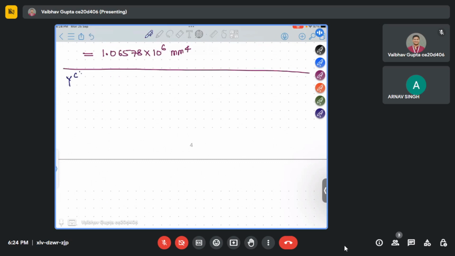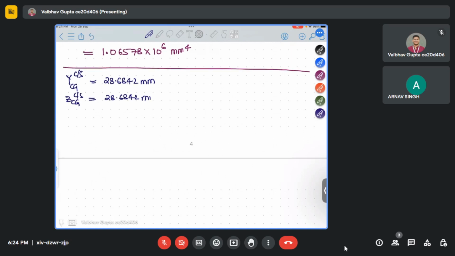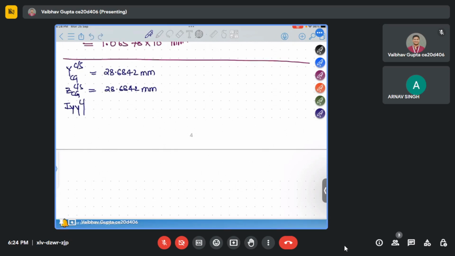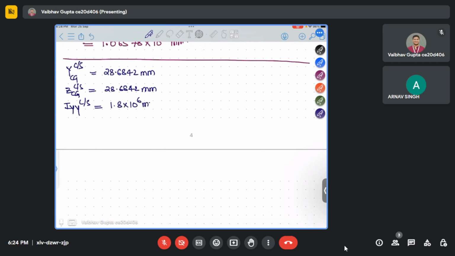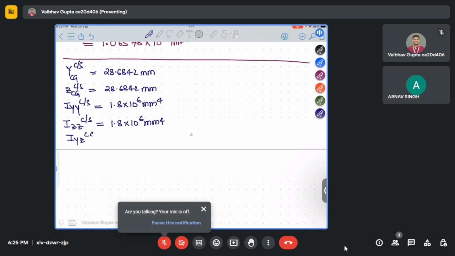YCG for the cross section is 28.6842 mm. ZCG for the cross section is the same. Okay. IYY for the cross section is 1.8 into 10 to the power 6 mm4. IZZ for the cross section is 1.8 into 10 to the power 6 mm4. And IYZ, yes, it will come out to be the same. You can calculate by your own and see.